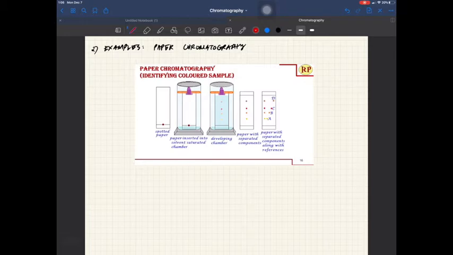Some examples of chromatography are the following. We have paper chromatography. In paper chromatography, our stationary phase is paper, and paper contains cellulose, and cellulose is a polar molecule. Therefore, polar analytes interact with it, and nonpolar analytes do not interact. So as a result, polar compounds and nonpolar compounds are separated through chromatography. The mobile phase in this context is solvent.